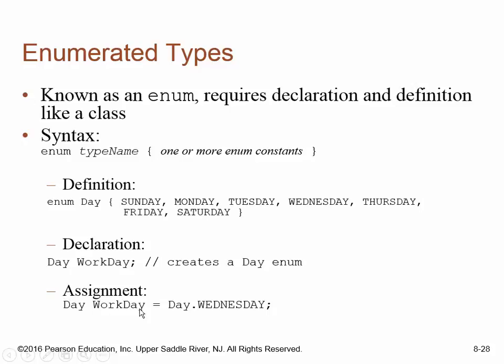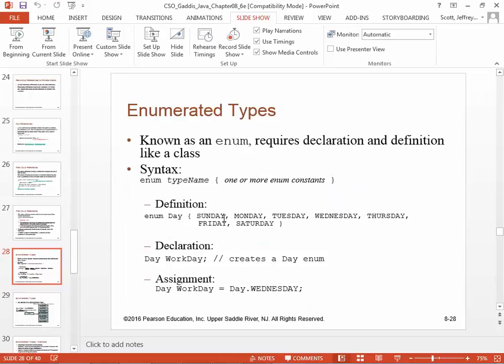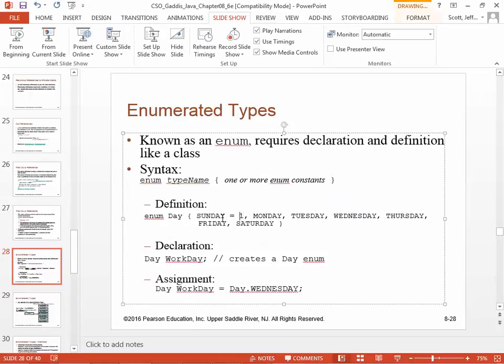So I can say day workday equals day dot, and again, after I say the day dot, it's one of these things that must come in here. And the way that this is set up automatically by the system is Sunday is given an integer value of 0, so that's 0, 1, 2, 3, 4, 5, and 6. If I want Sunday to have a value of 1, because that's the first day, now Sunday's got a value of 1, Monday is 2, Tuesday is 3, Wednesday is 4, Thursday is 5, Friday is 6, and Saturday is 7, if I wanted to do that.